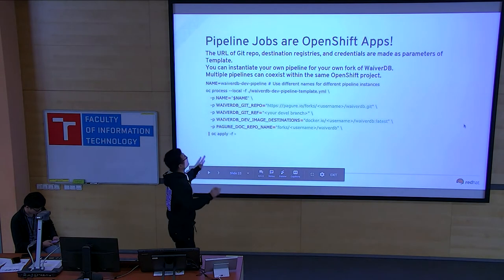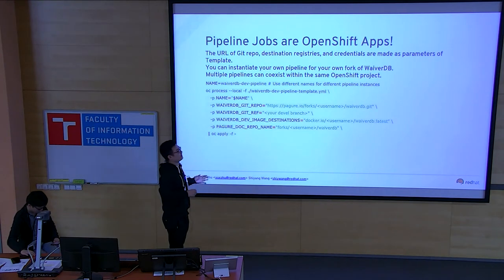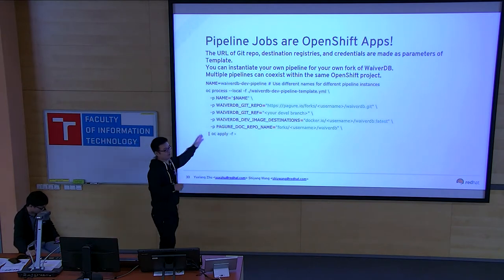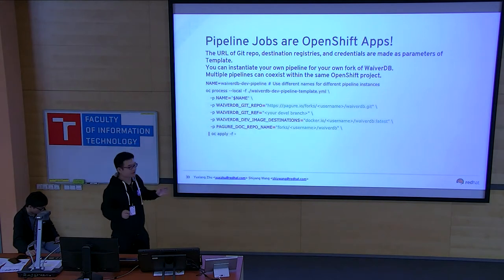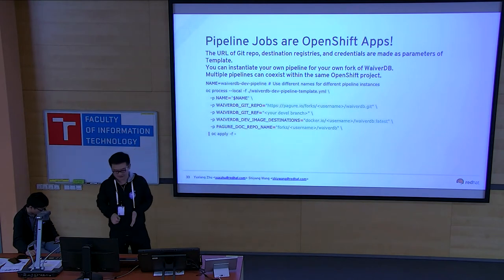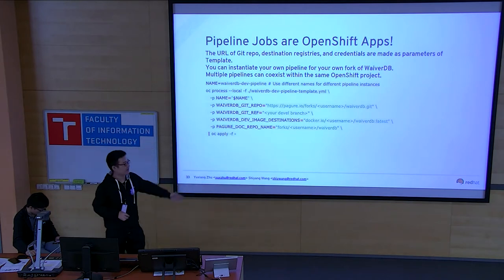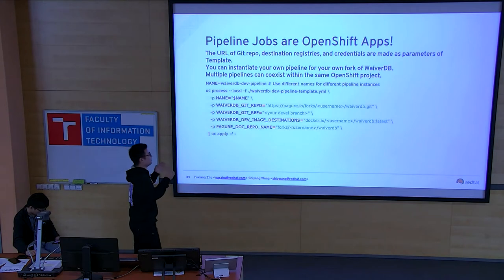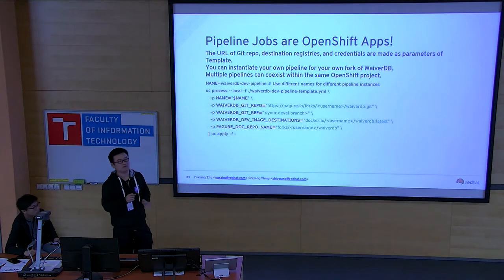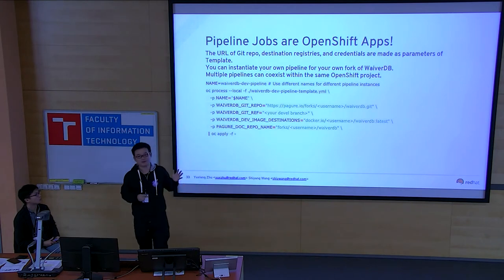Because your OpenShift pipeline job is configured in an OpenShift object in the form of a YAML or JSON, you can actually use an OpenShift template to package your pipeline jobs as OpenShift applications. With this approach, you give the flexibility to your team members or downstream developers to deploy their own pipeline jobs for their applications.